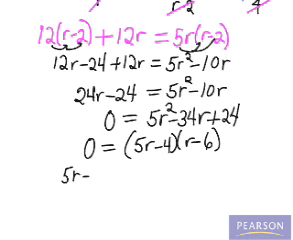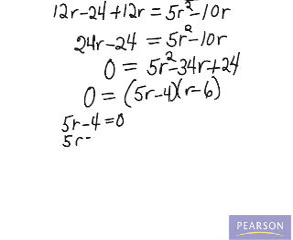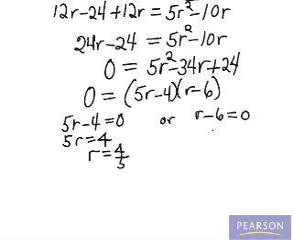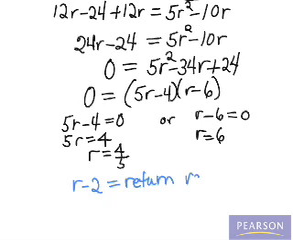So that tells us that 5R minus 4 is 0. And that means 5R is 4, so R, dividing both sides by 5, is 4/5. Or R minus 6 is 0, and adding 6 to both sides, we get R is 6. But if we recall, R minus 2 is the return rate. So if we let R be 4/5, 4/5 minus 2 would be negative, which does not make sense. So we reject this answer. So R equals 6.